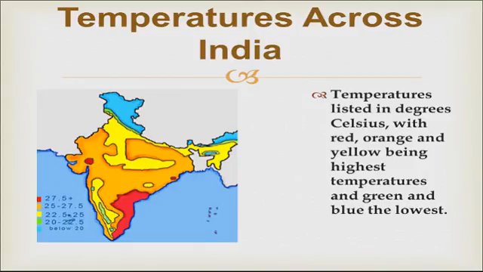Next up is some temperatures across India. As you can tell from the map, the red, orange, and the yellow are the highest temperatures, and the blue and green are the lowest. So the northern part of India is where most of the lower temperatures, where the glaciers are found, and the southern part of India is where it's red and very hot in temperature.